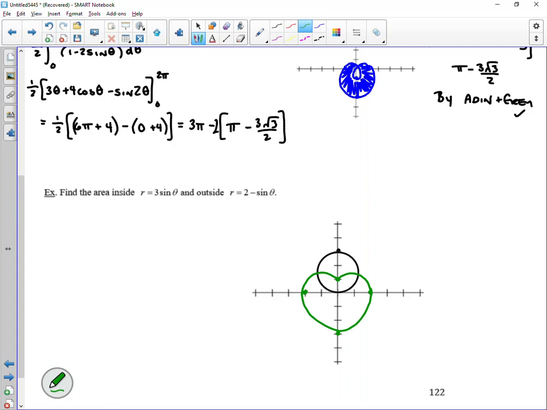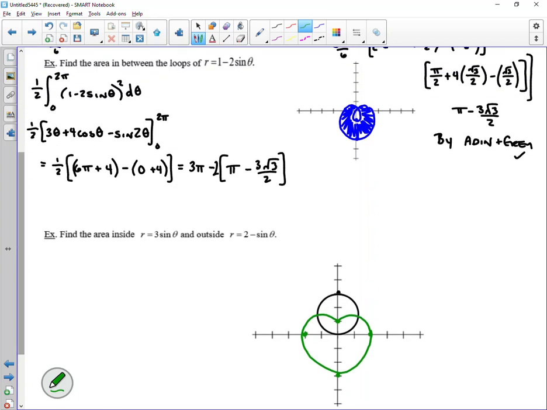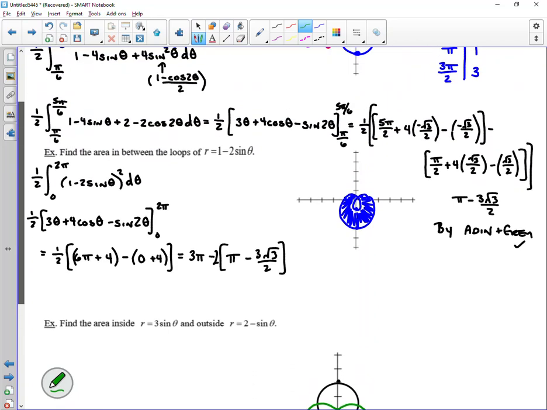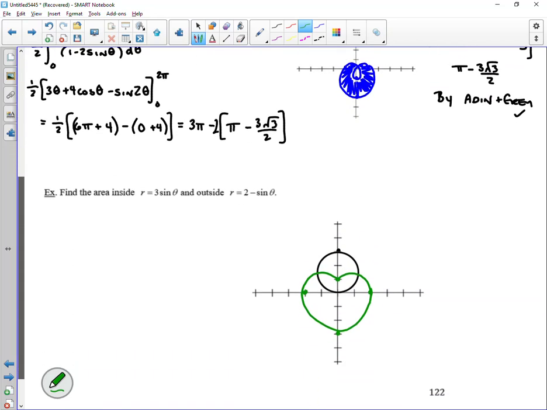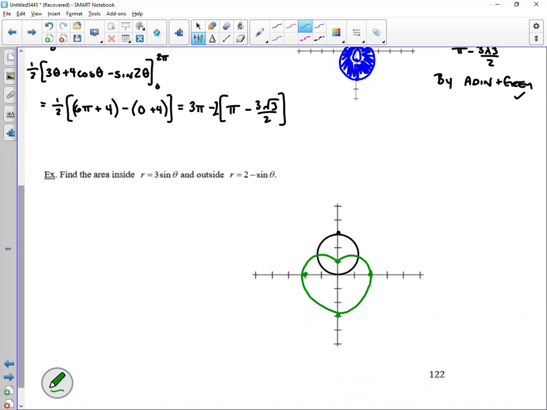Well, that's why we found the area in between the loops. But this loop will fill it. That's why you have to make it deep. Really deep, right? Okay.